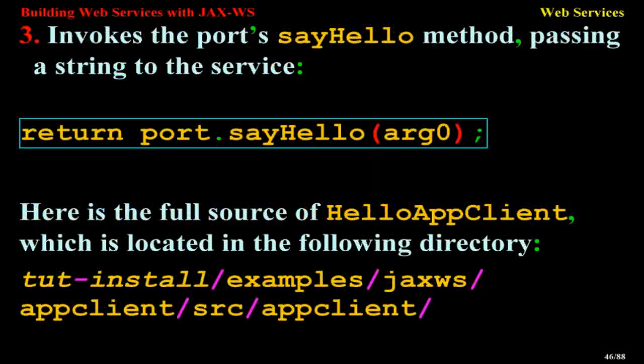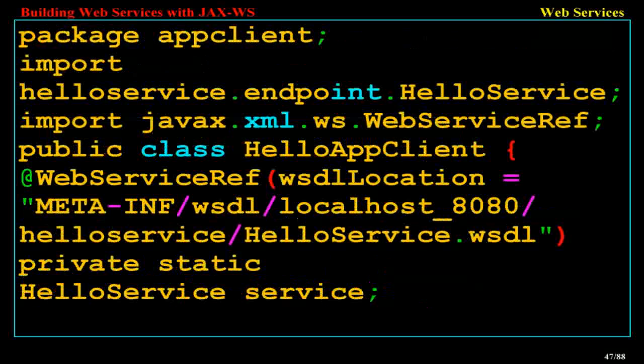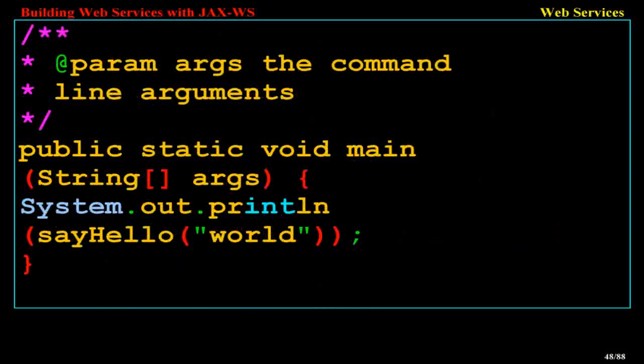Examples/jaxws/appclient/src/appclient. Package appclient; import helloservice.endpoint.HelloService; import javax.xml.ws.WebServiceRef; public class HelloAppClient. @WebServiceRef(wsdlLocation = "META-INF/wsdl/localhost_8080/helloservice/HelloService.wsdl") private static HelloService service; @param args the command line arguments.